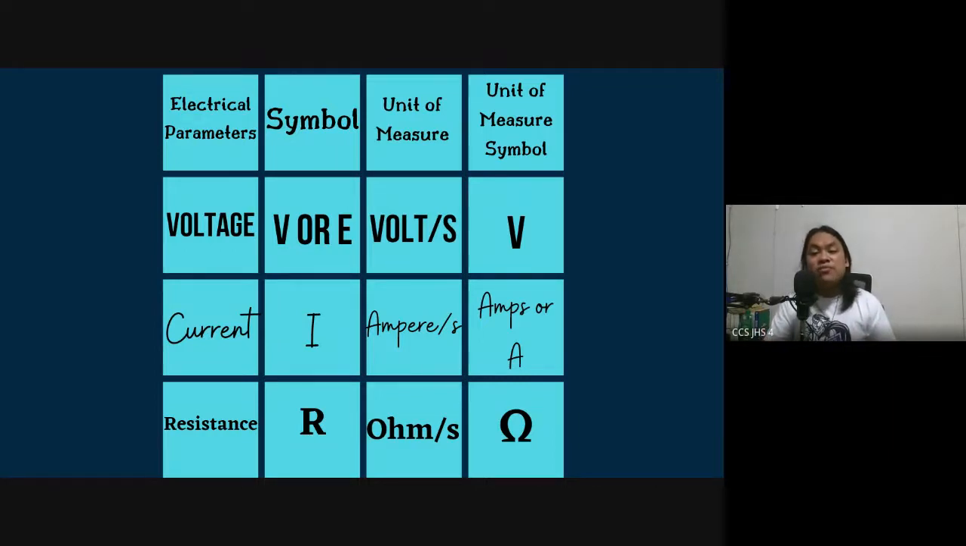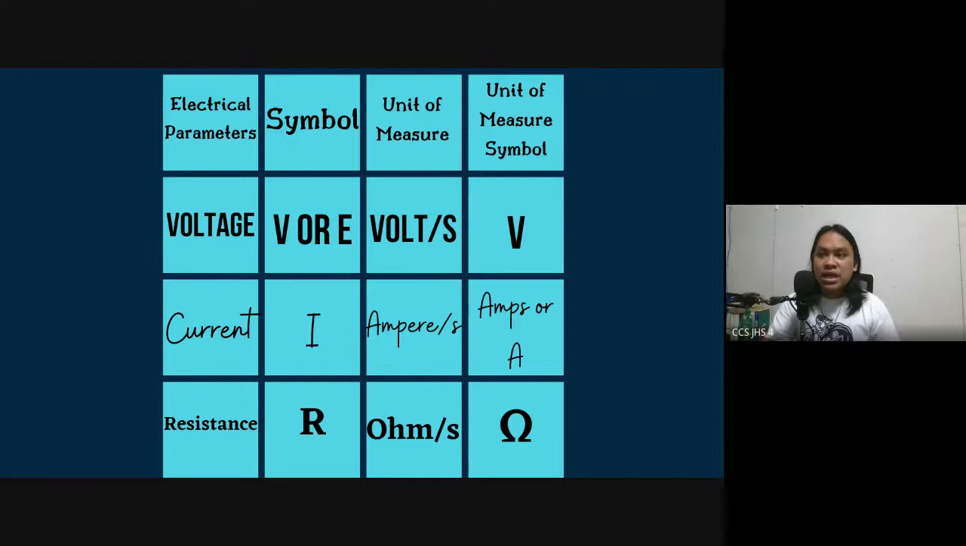When we say unit of measure, this is what we use to identify the amount of voltage, amperes, or current and resistance in your circuit. Of course, our units of measure also have their own symbols. So let's start first with voltage. The symbol for voltage is capital letter V or capital letter E.